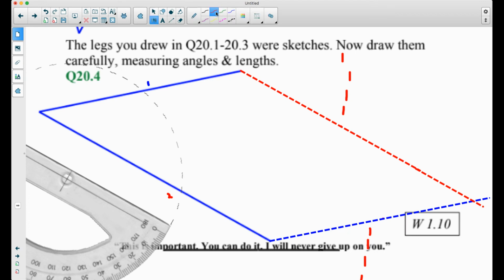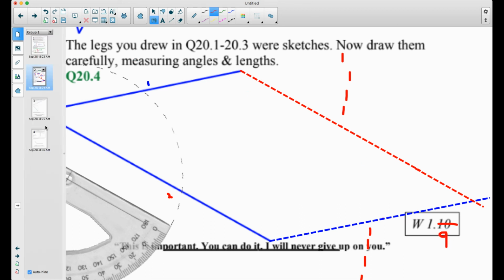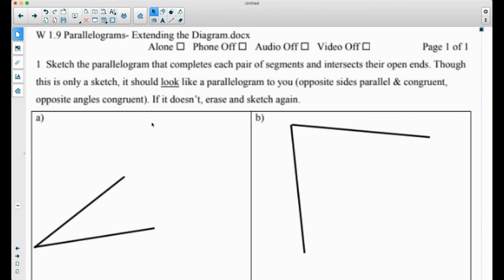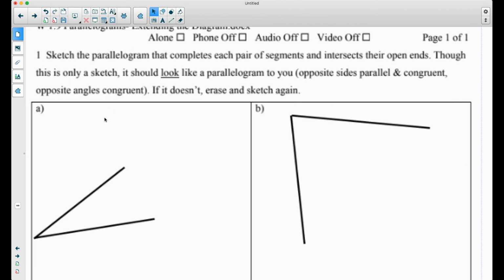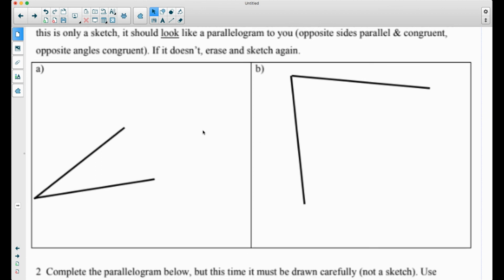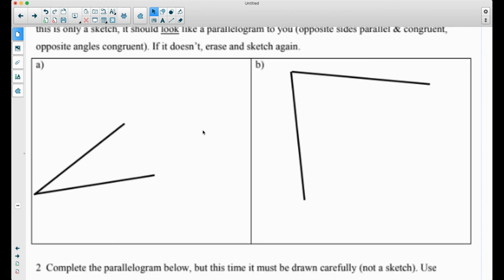That's the second piece of your homework. So this, again, misnumbered. This is W1.9. Let me jump over and show you W1.9. Here it is. Questions 1A and 1B. Sketch this so it looks like a parallelogram. Opposite sides are parallel and congruent. Opposite angles are congruent. If it doesn't look like a parallelogram, erase it and do it again. It's very similar to W1.8 for the triangles.